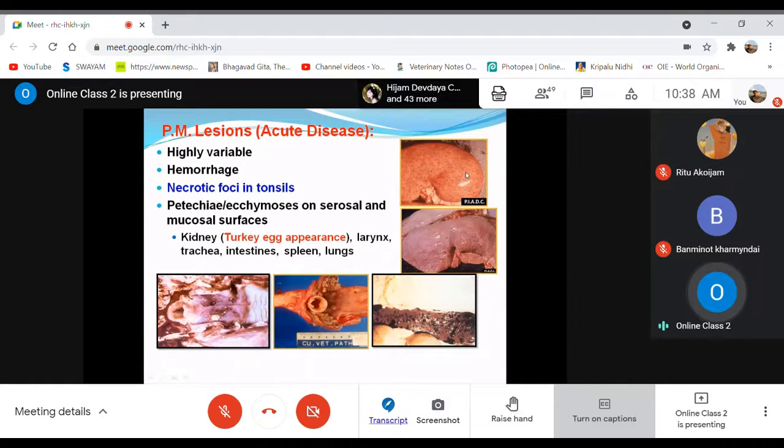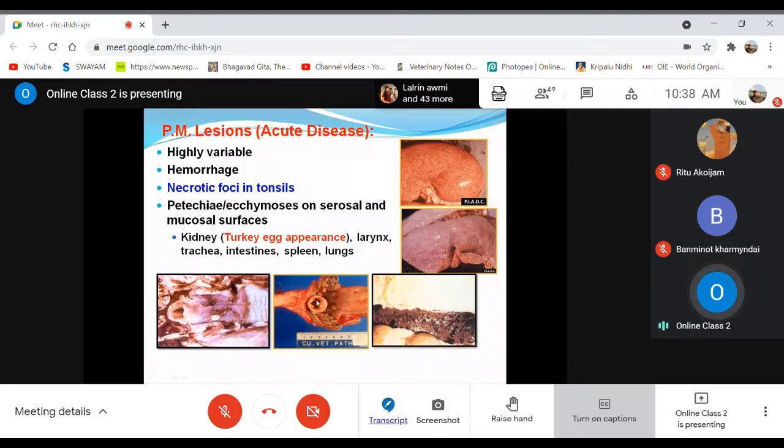So it gives a very typical appearance of a turkey egg. I don't know if you have seen a turkey egg or not; there are so many spots on the eggshell. Like this, in the affected kidney you can see so many petechial hemorrhagic lesions on the renal cortex, giving this turkey egg appearance. So sometimes it is termed turkey egg kidney.